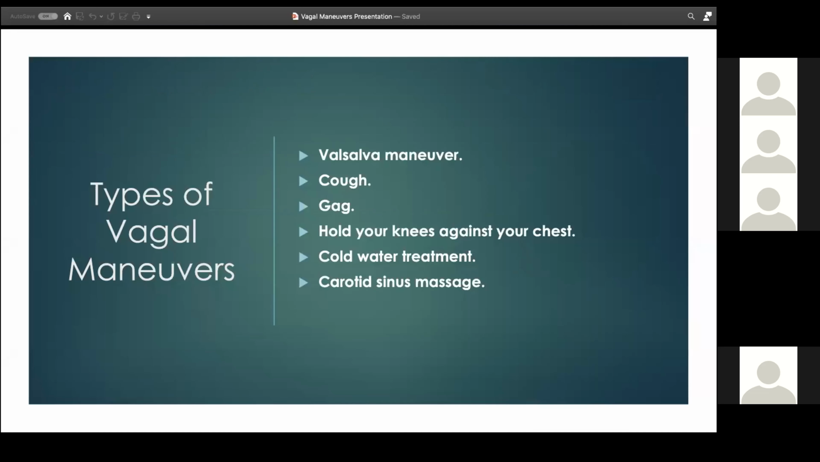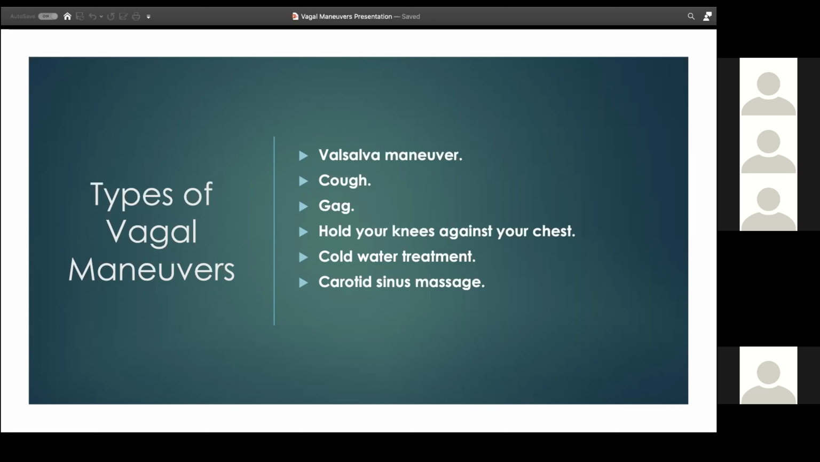So there are different types of vagal maneuvers. One of them is a Valsalva maneuver, which I will go into more detail in the following slides, so I'll leave that for later. But it also includes the cough, which is where you cough with enough force to generate pressure in your chest and stimulate the vagus nerve. It usually doesn't work too well with children because they just don't have enough strength to cough hard enough to initiate a response from the vagus nerve.